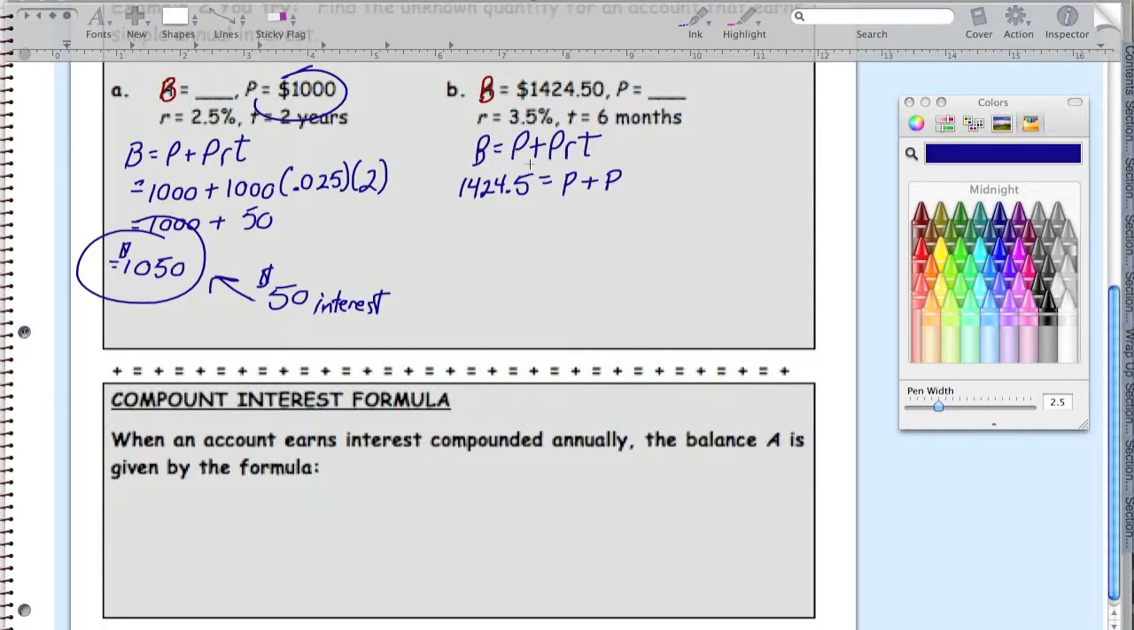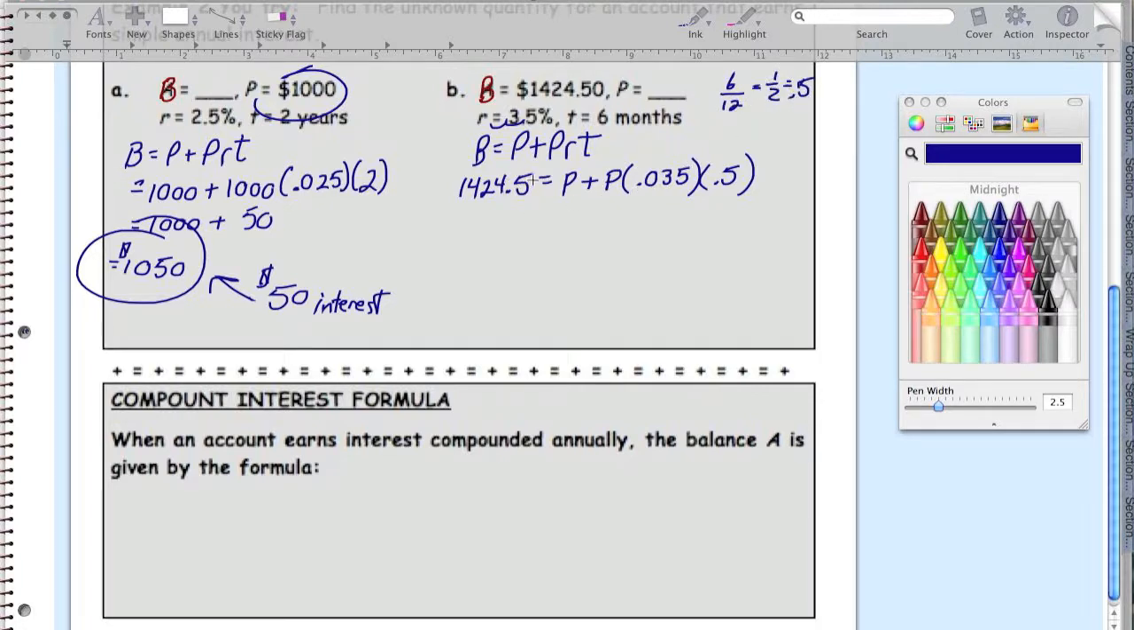My P's have to stay as variables because we don't know what they are. My rate is 0.035 because I turned that into a decimal, so 2 places. And my time is 6 months, so I have to put that in as 0.5 because it's only half of a year. So we don't want to put in 0.6. Remember, 0.6 is 6 months out of 12 months, which is 1/2, or 0.5.